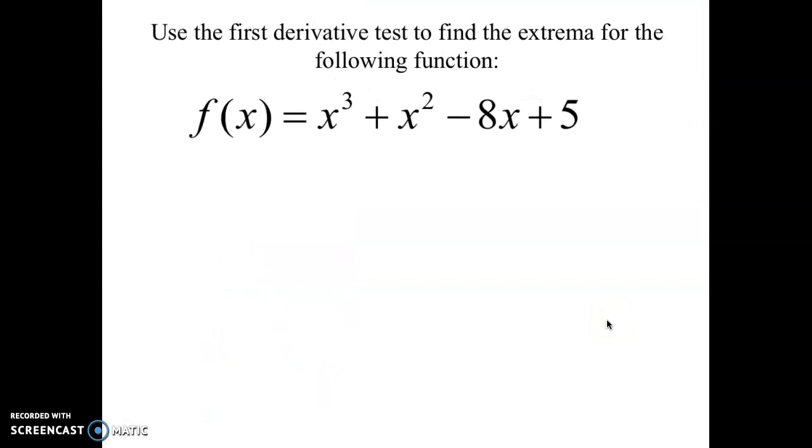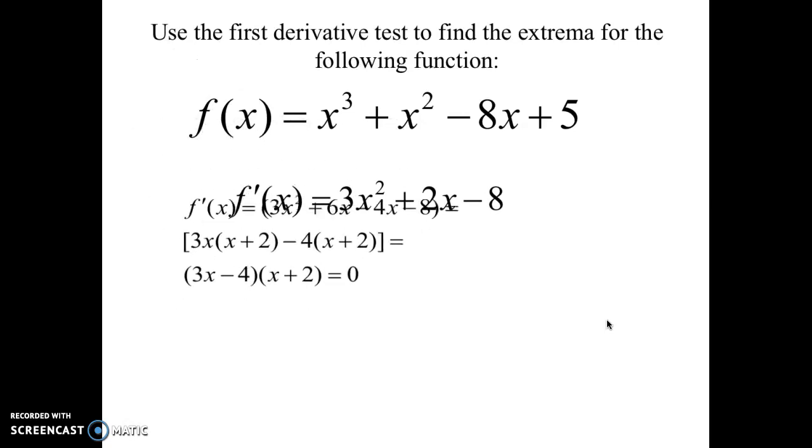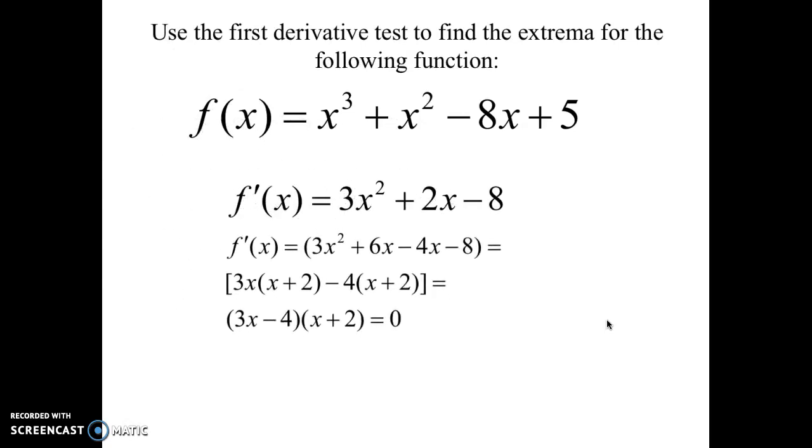All right, so let's try to do a couple more of these by hand. In this case, I would like to use the first derivative test to find the extrema, to find the local mins and maxes. All right, so what's our procedure? First, we take the first derivative. We set the first derivative equal to 0 to find critical points.